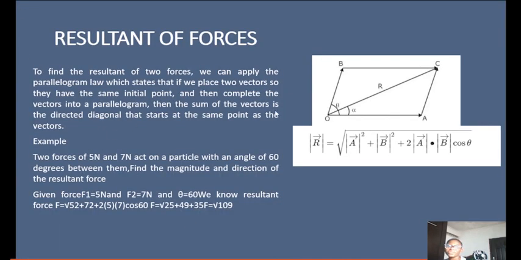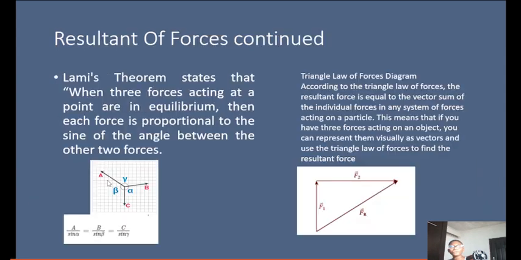To find the resultant of two vectors, we can apply the parallelogram law, which says that if we place two vectors so they have the same initial point and then complete the vectors into a parallelogram, then the sum of the vectors is the directed diagonal that starts at the same point as the vectors. We have done this to explain that. Don't worry, we are going to do some other ones.